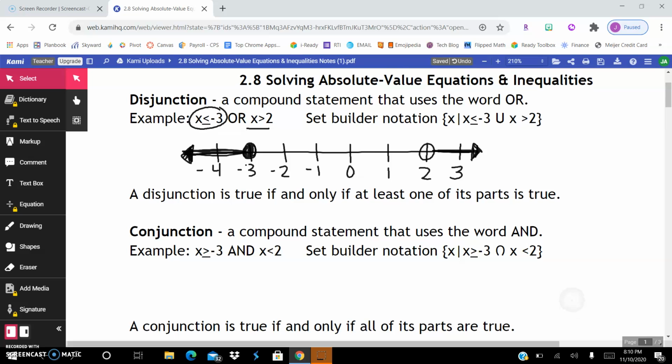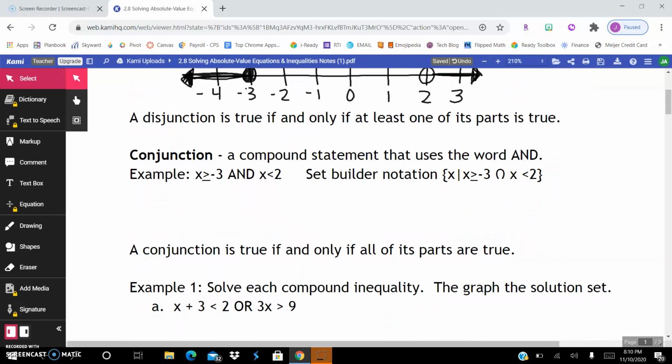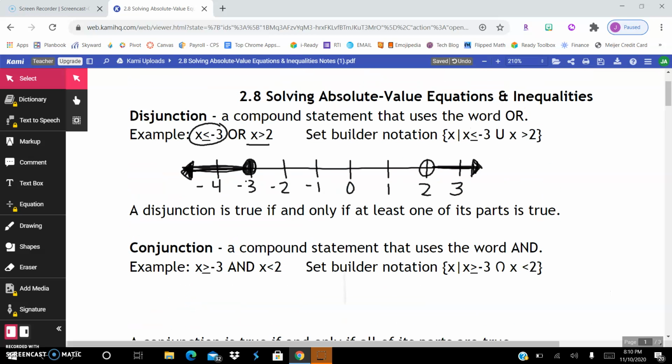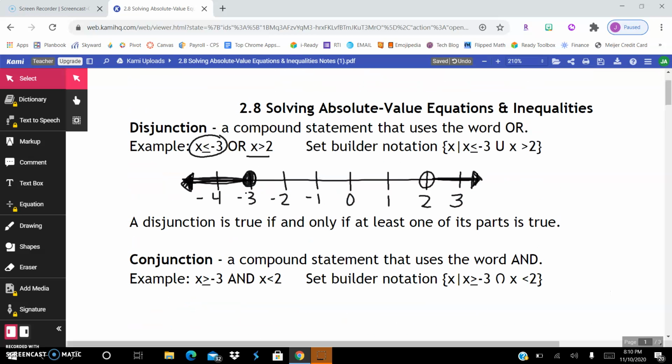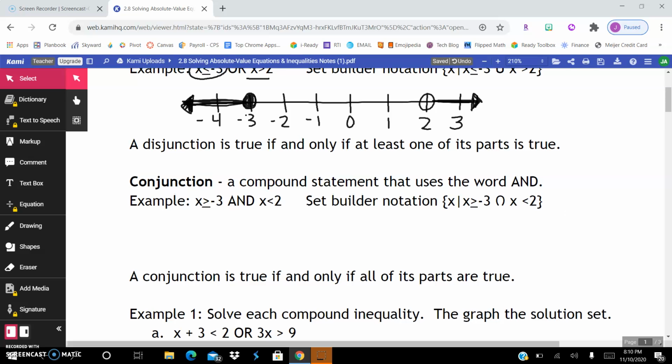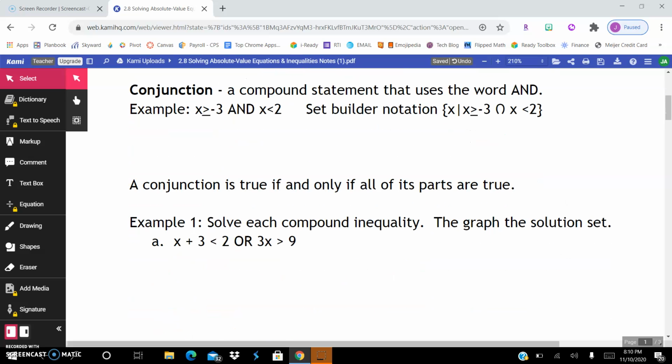A disjunction is true if and only if at least one of its parts is true. So one of those inequalities would have to be true for the disjunction to be true. Then we're going to talk about a conjunction. That's a compound statement that's using the word and. So it's going to look similar, except it's going to have and in the middle.